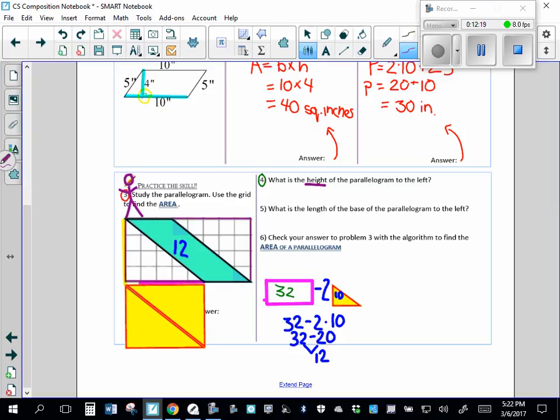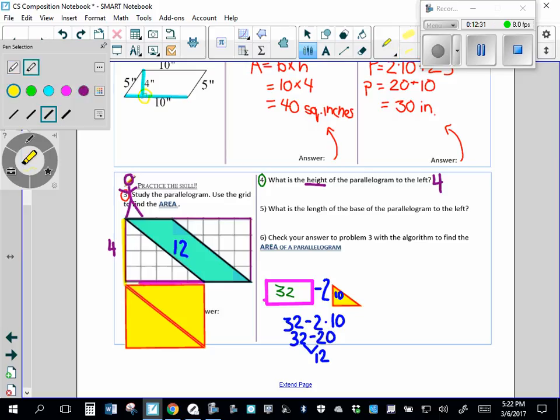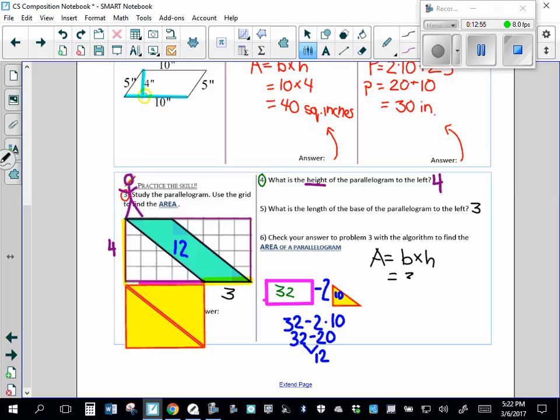So in this picture, the height of this parallelogram is 4 units. And the base is way over here. It's not even attached to the height. And that's okay. That's 3 units. And so by the algorithm, we would say the area of the parallelogram is the base times the height, which is 3 times 4, which is also 12 square units.